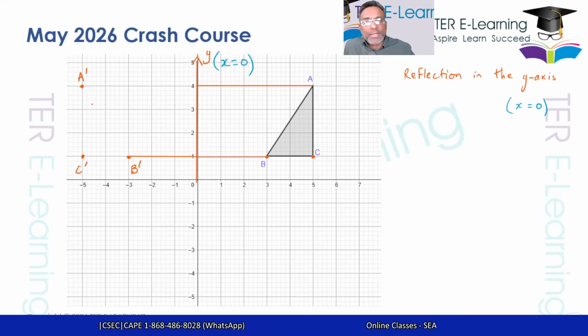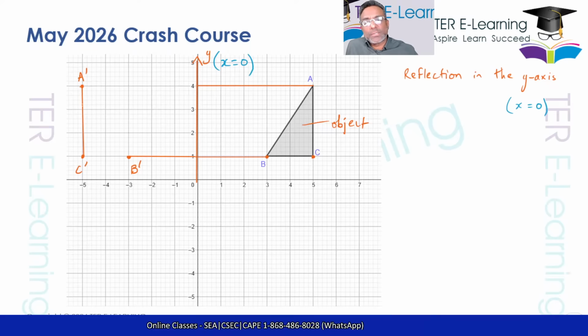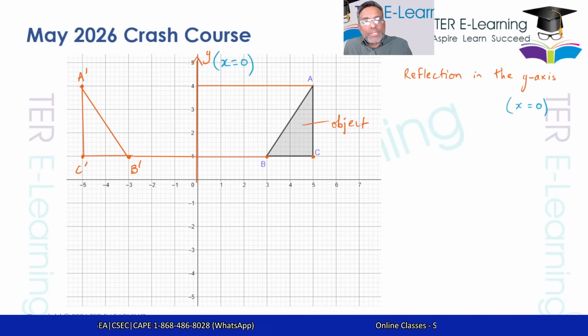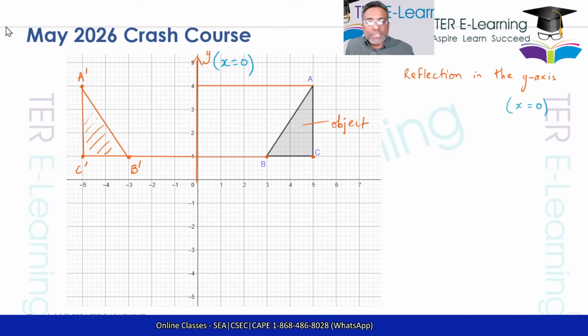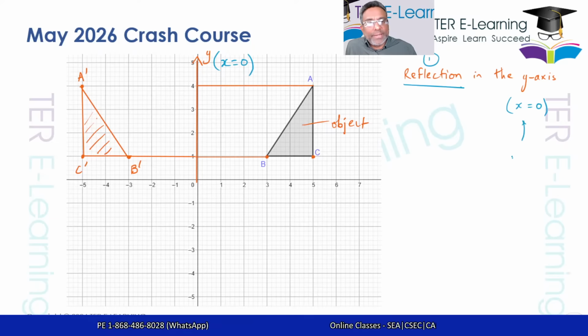That's A prime. So if I were to draw, this is your object. So your image is going to be this here, right? So we do this, come here, and we do this. So this here represents your image after it's reflected in the y-axis. So again, if you had to describe this, you're going to say reflection. That's your 1 mark here. And you need to specify your mirror line. That's your mirror line.